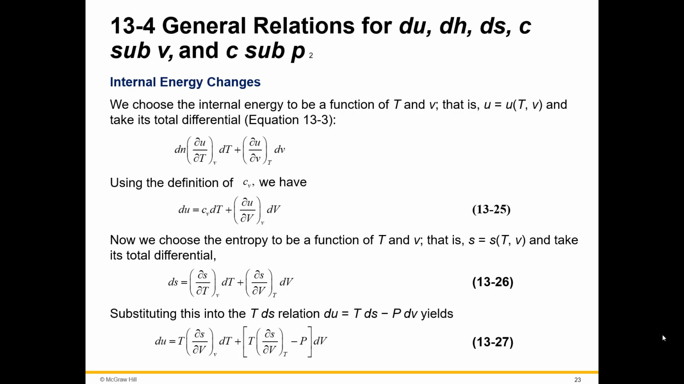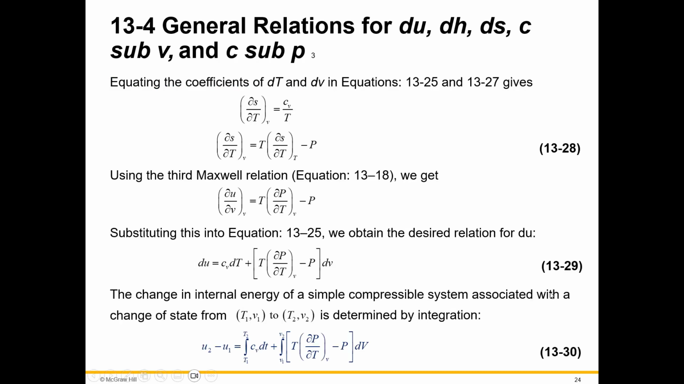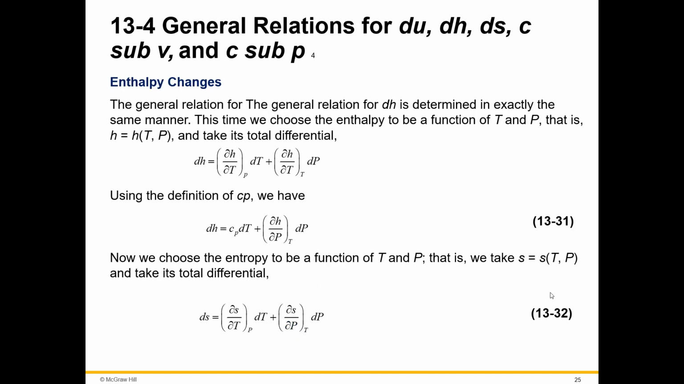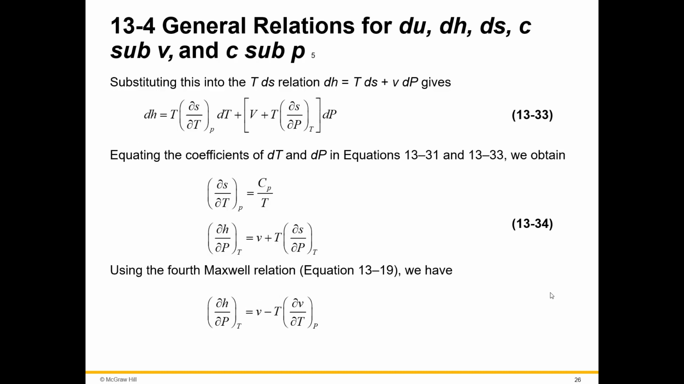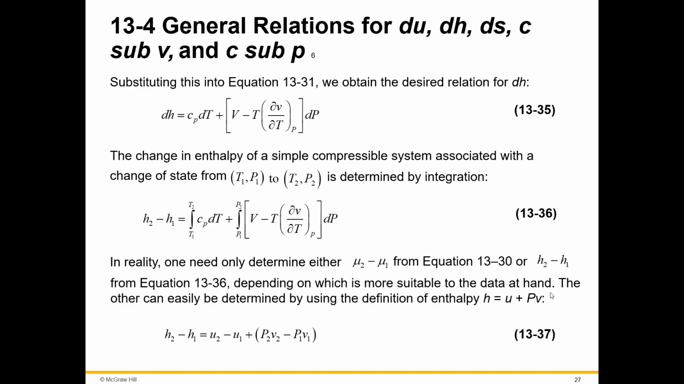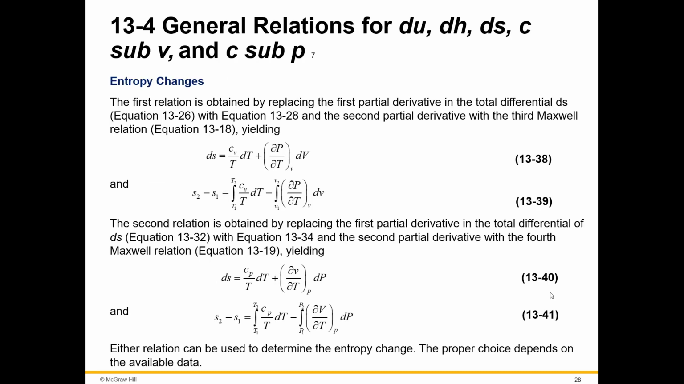So for internal energy changes, it's going to step out how we get these equations 13.25, 13.26, and 13.27. And then, again, just continuing on all the way through to 13.30. And then you've got enthalpy changes, and then continued, and continued.